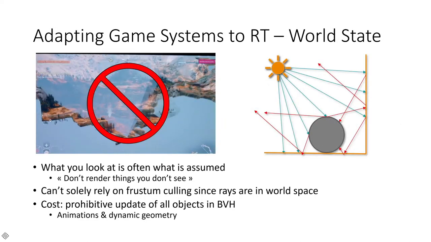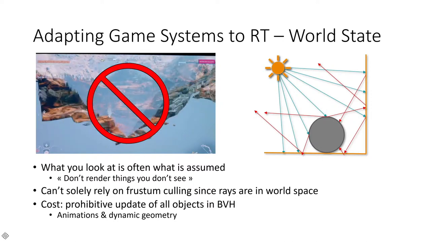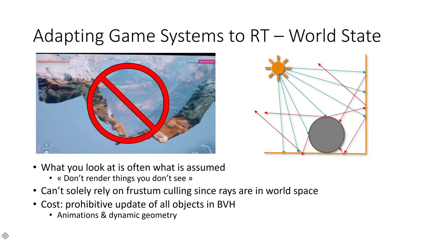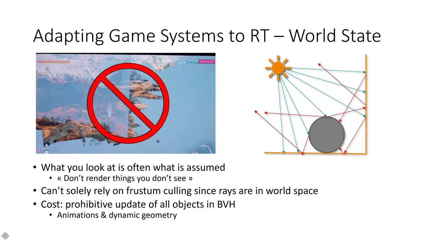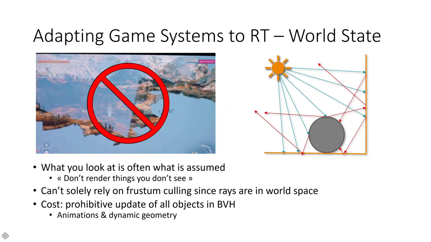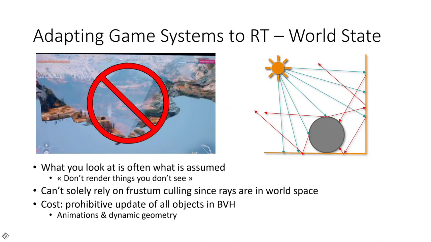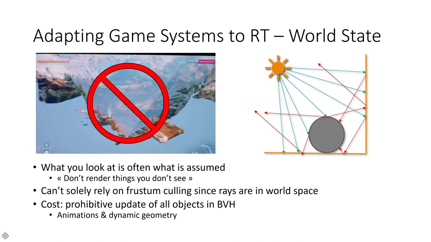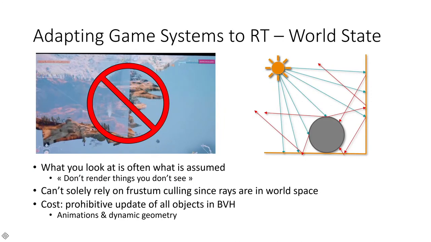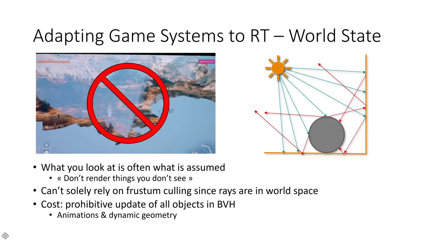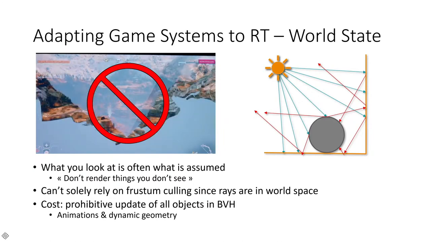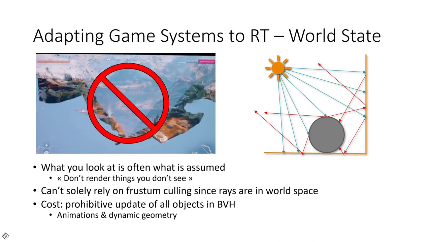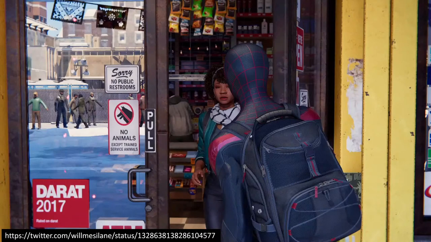So the first one that comes to mind is how you handle world state. As I was saying, in games, what you look at is often what is assumed, and so you don't render or even load things you don't see, which sounds pretty obvious. But with ray tracing now, you can't really rely on rendering workload reduction mechanisms like frustum culling, because rays are launched in world space, meaning they can go behind or outside the frustum or outside the camera. And just loading everything and updating everything is not really a solution for performance, and it's actually quite prohibitive to constantly update acceleration structures. This means that you need to handle dynamic things like animations and dynamic geometry to the best of your ability, predict what needs updating, and cleverly do so to manage that performance. Here's an example where in this game you can notice that some of the characters in the reflection are in what we call T-pose, meaning that they are in a default state and are not being animated.